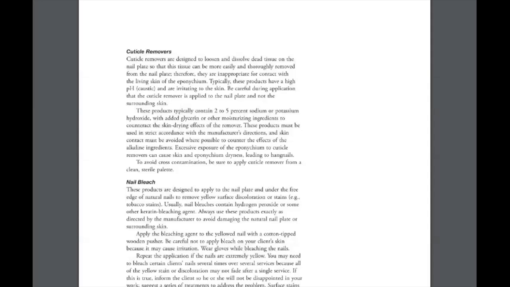Your cuticle removers are designed to loosen up and dissolve dead tissue on the nail plate so that this tissue can be more easily and thoroughly removed from the nail plate. They are inappropriate for contact with the living skin of the eponychium, and typically these products have a high pH and are irritating to the skin. You want to be careful when you're using this during the application, so that the cuticle remover is applied to the nail plate and not the surrounding skin.